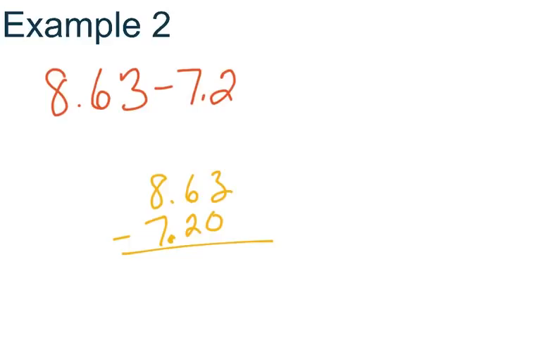I look across my subtraction problem. I don't have to do any regrouping, so I start subtracting. Bring down my decimal point. 3, 4, so 1 and 43 hundredths.